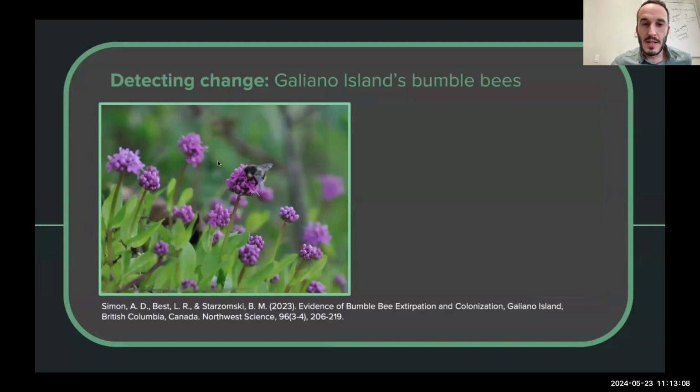First, we'll consider the bumblebees. And from the outset, I'll just note, I've really had to abbreviate these case studies to keep within the time limit. So if you're interested in methods, et cetera, we can discuss that during the question period, or else you can have a look at this paper published in Northwest Science.